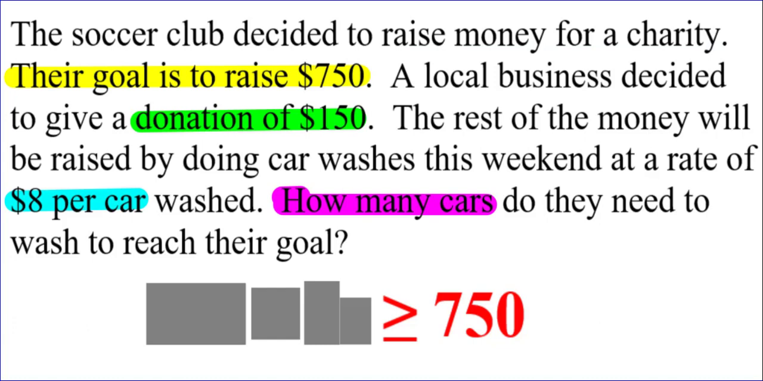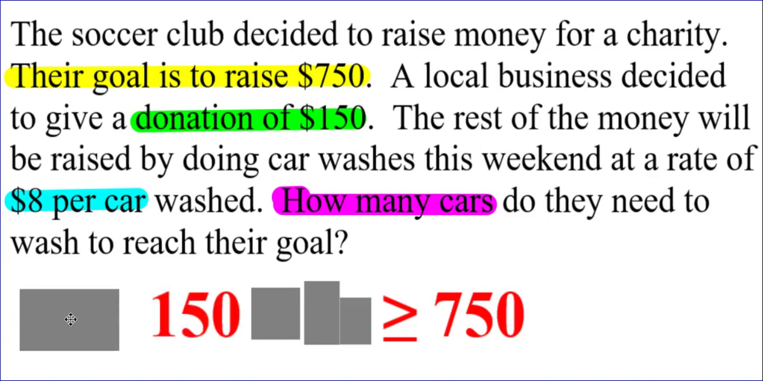Now, what about the other key parts of this problem? We know a donation of $150 is $150. We know it's $8 per car washed. Well, 8 means 8. The word per can mean multiplication, just like the word each that we had in the other word problem. So that's going to be $8 times the number of cars that we're washing. And as I highlighted here in purple, we don't know how many cars, so we're going to make that our variable.